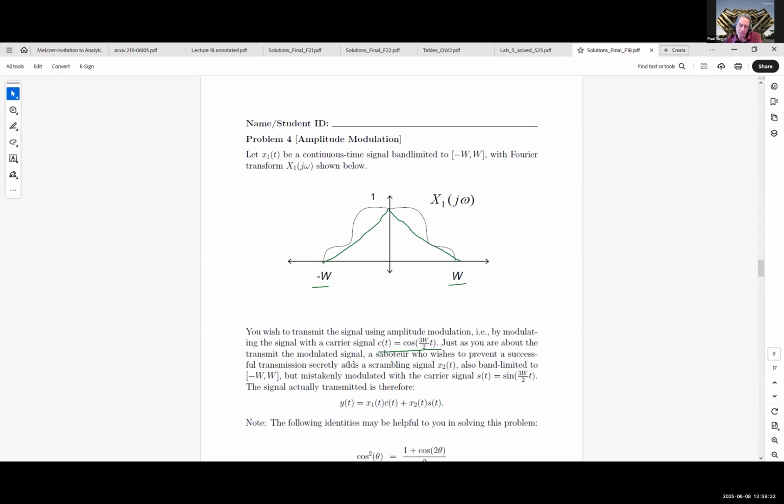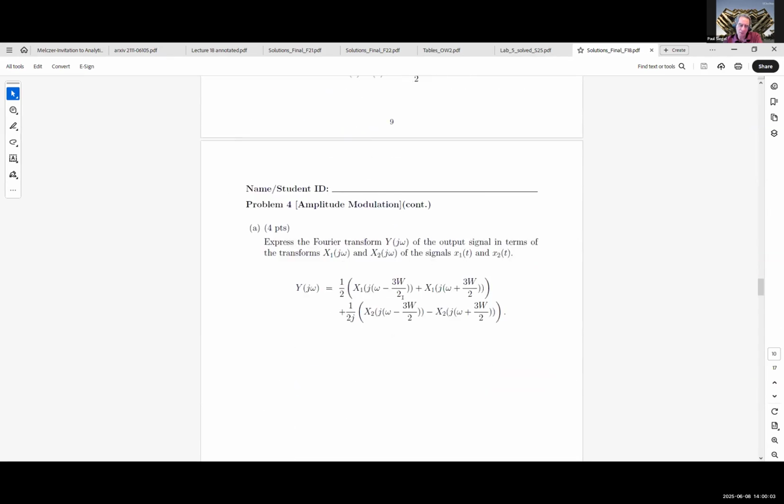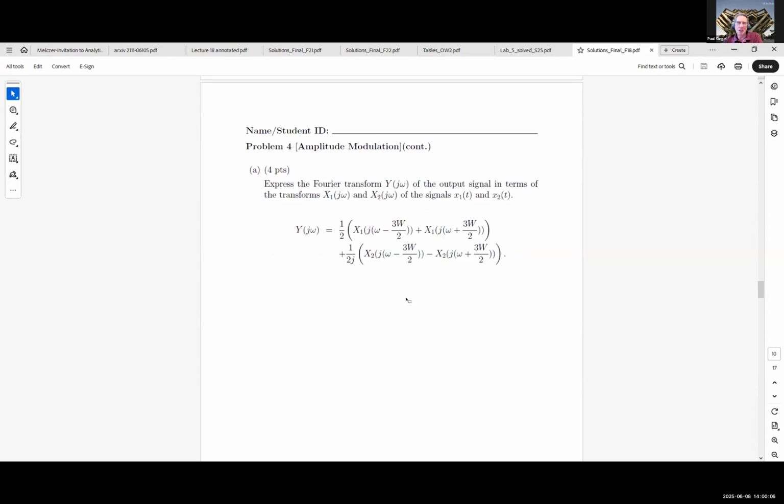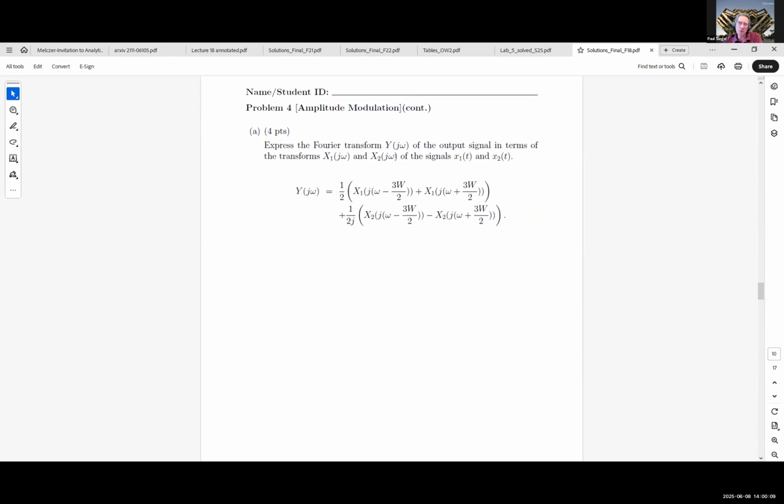But then something gets added to it, and x2 gets added, also band limited, but it is multiplied by a carrier that's sine of 3w divided by 2 times t. So what you end up with is your total transmitted signal. Okay, so that's kind of the initial setup. And now you're given some identities that'll be used later. So now you're asked to express the Fourier transform of the output in terms of x1 of j omega and x2 of j omega.